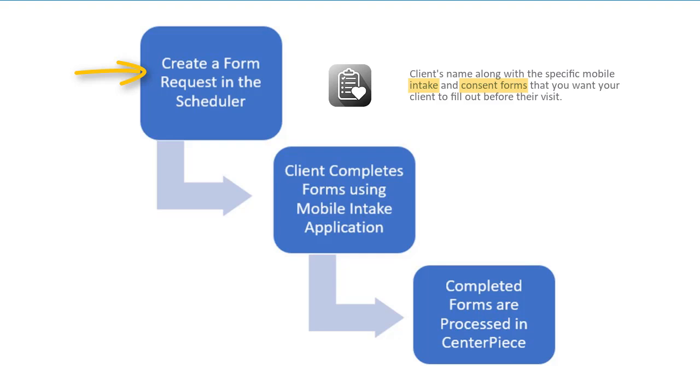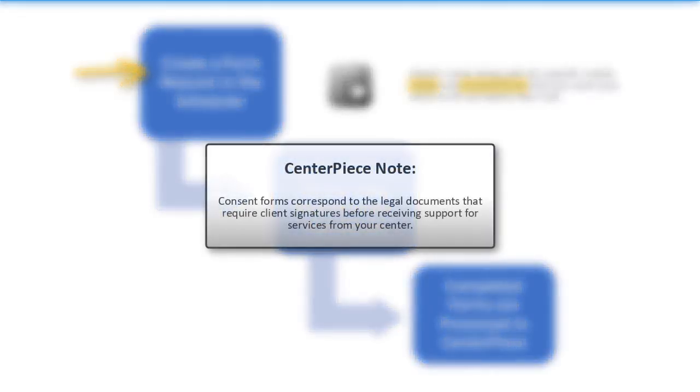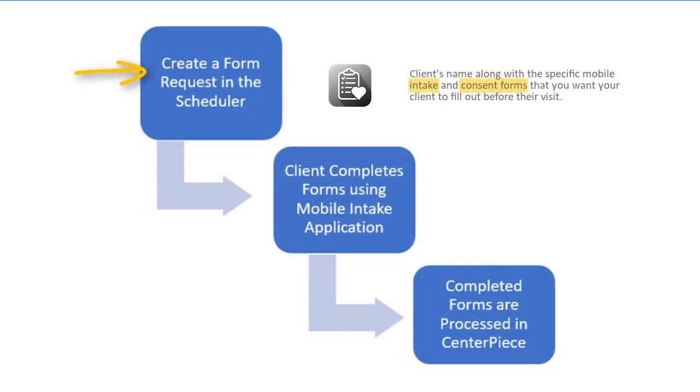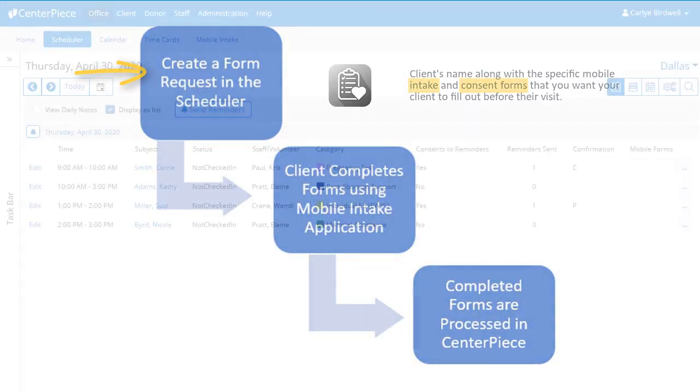In the last video, I walked you through creating the mobile intake forms, and in this video, I'm going to walk you through how to create the consent forms. Consent forms correspond to the legal documents that require client signatures before receiving support for services from your center. Examples of consent forms include HIPAA consent and privacy, request for services and limitation of services, signed authorization of release of health information, etc. So let's go ahead and go to the Centerpiece scheduler and get started.